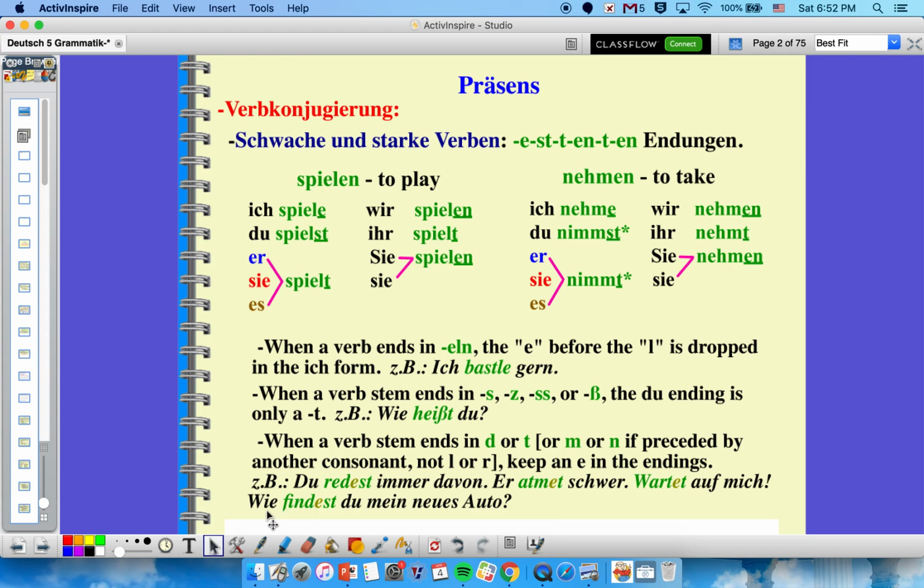And then y'all are all really familiar with wie findest du and all that, so knowing to keep the e in the ending to make it easier to say.